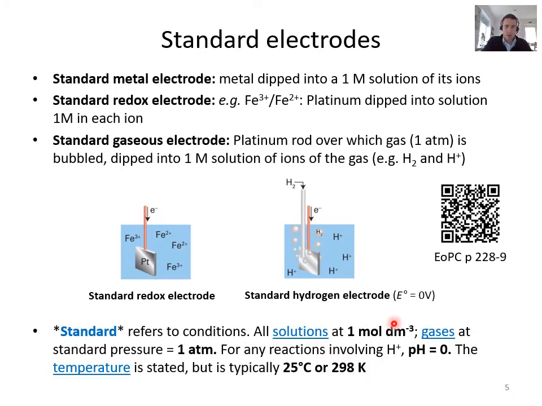Key point, so we've already kind of covered this, but I just wanted to put this very clearly, is that standard is referring to the conditions, and that means that all solutions are at 1 mole per decimeter cubed. So that means that if H+ is at 1 mole per decimeter cubed, the pH is equal to 0. And you can prove that to yourself. You should be able to do that. Standard pressure for gases is 1 atmosphere. Temperature is a bit more variable, but typically, and this doesn't actually relate to standard conditions, these are quoted at what we regard as room temperature, or 25 degrees centigrade.